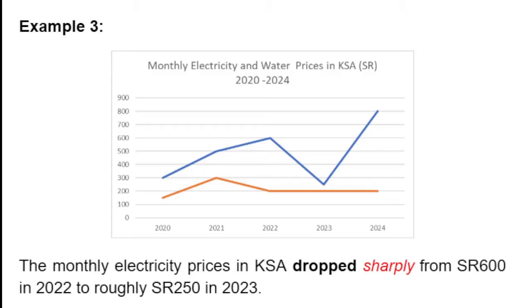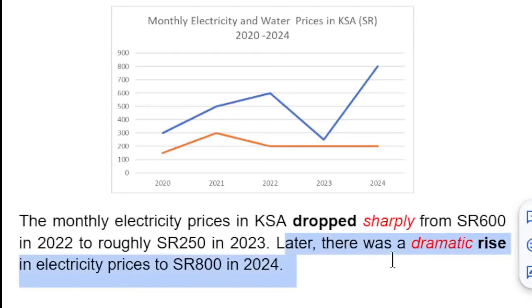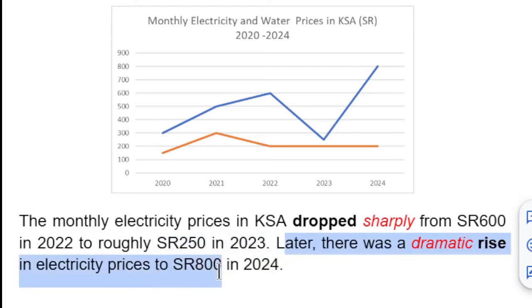Now let's take the second trend, which is from 2023 upwards. And here we call this a dramatic increase, a dramatic rise. Previously we used the verb and the adverb form. Now we will use the noun adjective form. Let's go ahead and write that. There was a dramatic rise in electricity prices to 800 Saudi riyals in 2024.